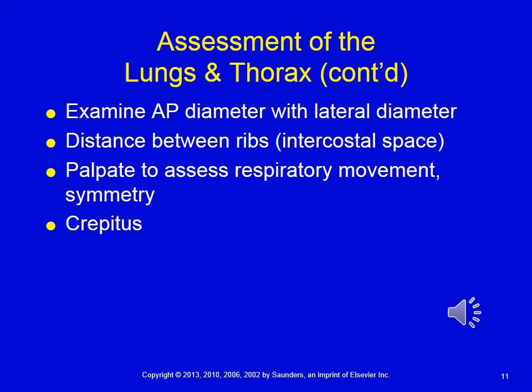Examine the shape of the patient's chest and compare the anterior-posterior, or AP, front-to-back diameter with the lateral, or side-to-side, diameter. The ratio normally is about 1 to 1.5 depending on body build. The ratio increases to 1 to 1 in patients with emphysema, which results in the typical barrel chest appearance.